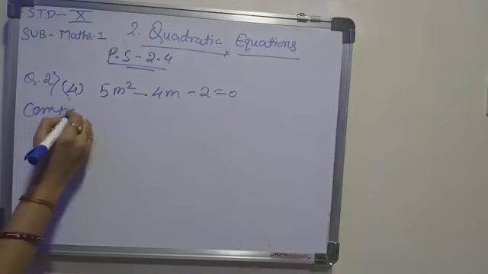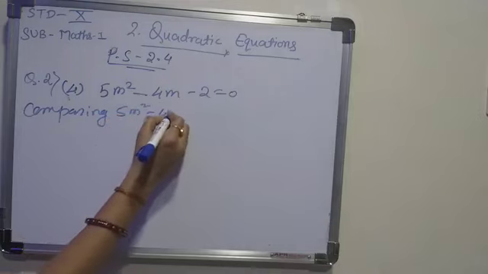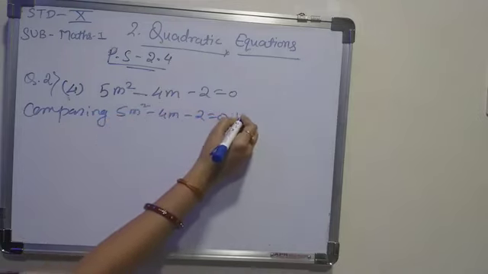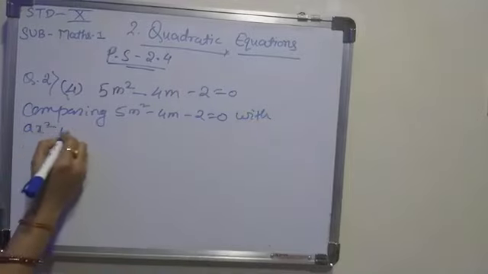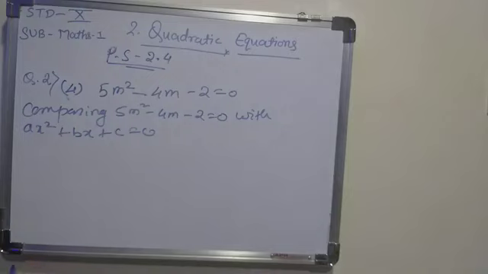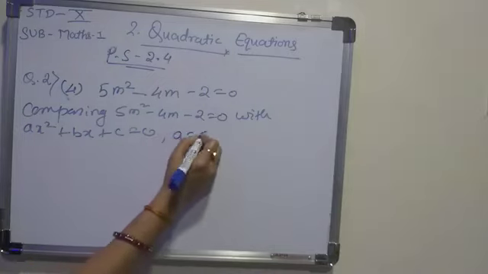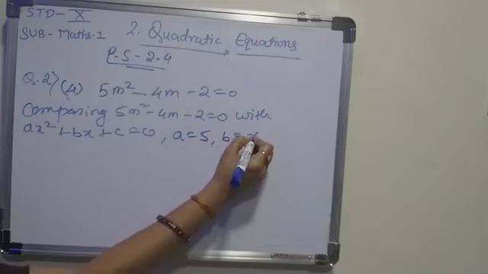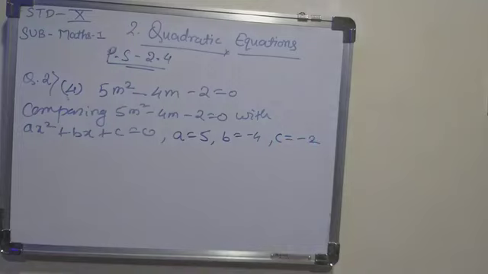We are comparing 5m square minus 4m minus 2 is equal to 0 with the general form, that is ax square plus bx plus c is equal to 0. So we will get the values of a, b and c. Here a is 5, b is minus 4 and c is minus 2, right?